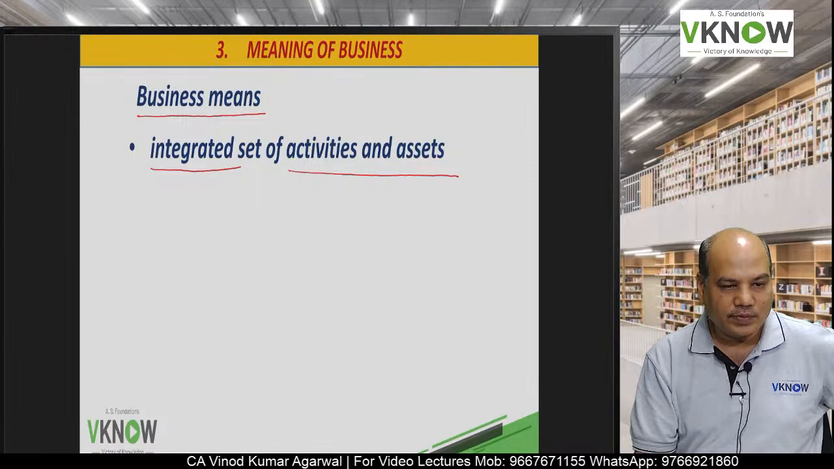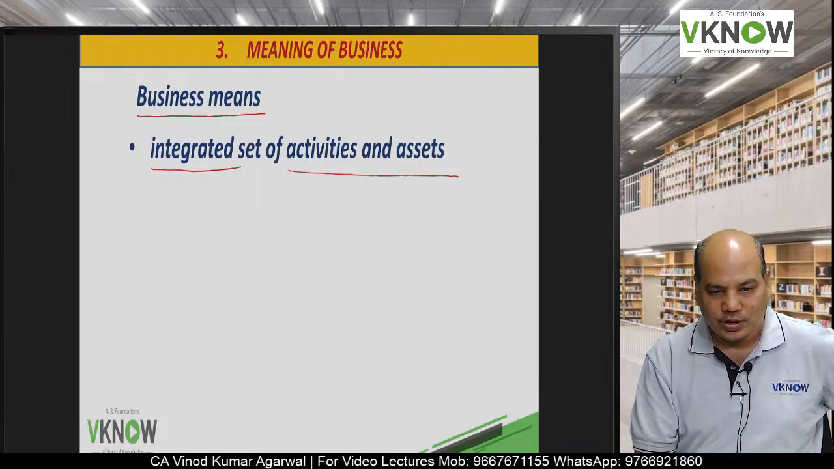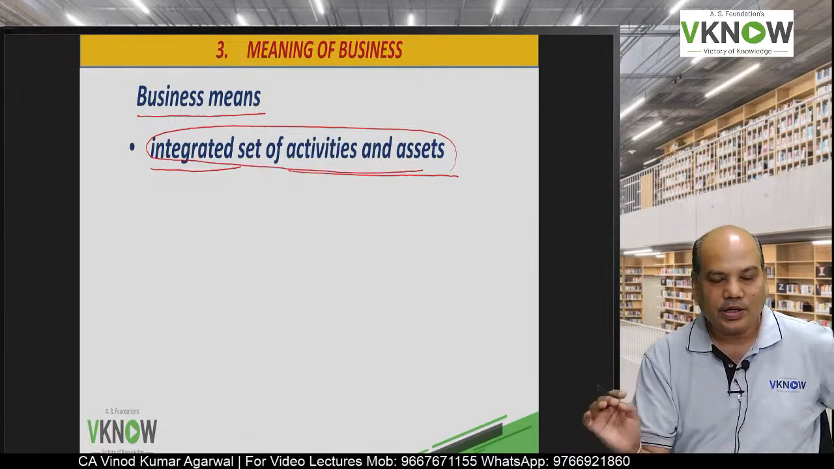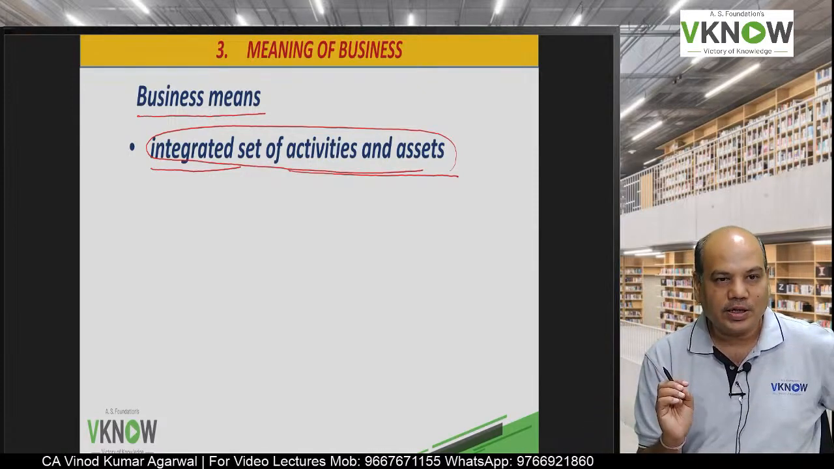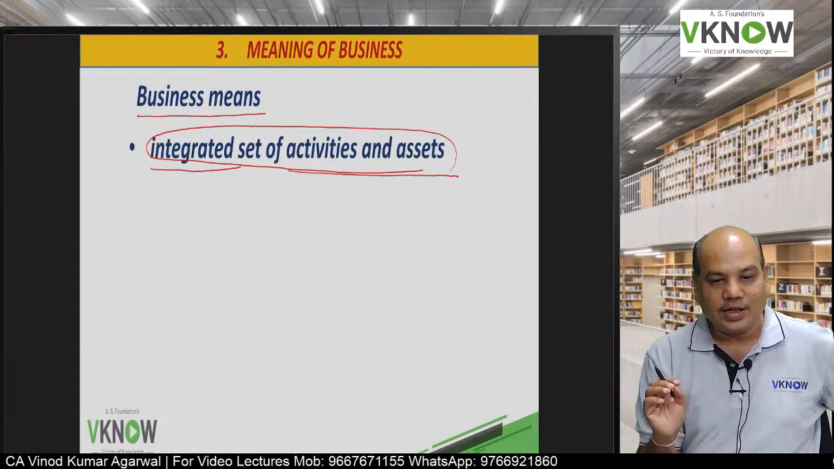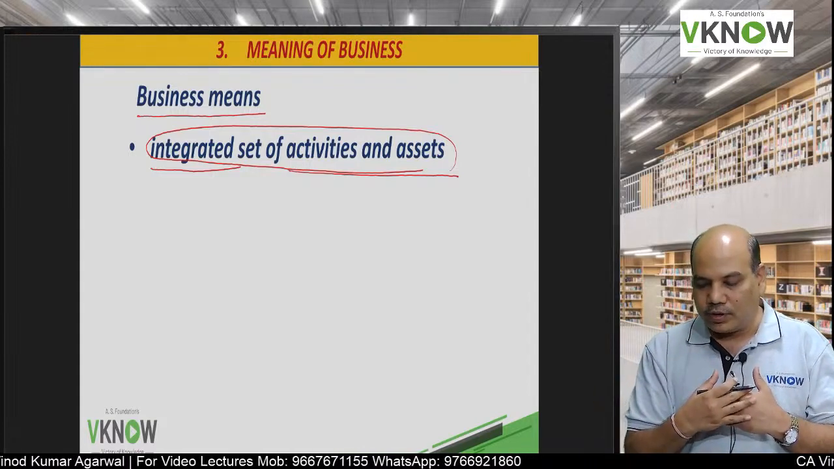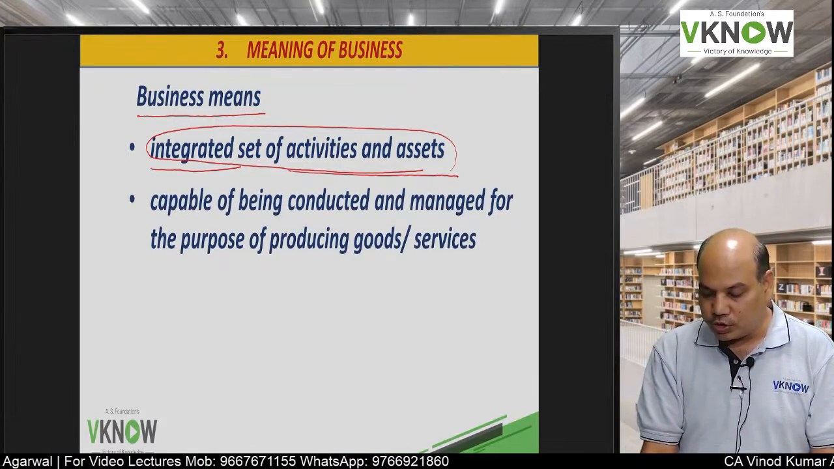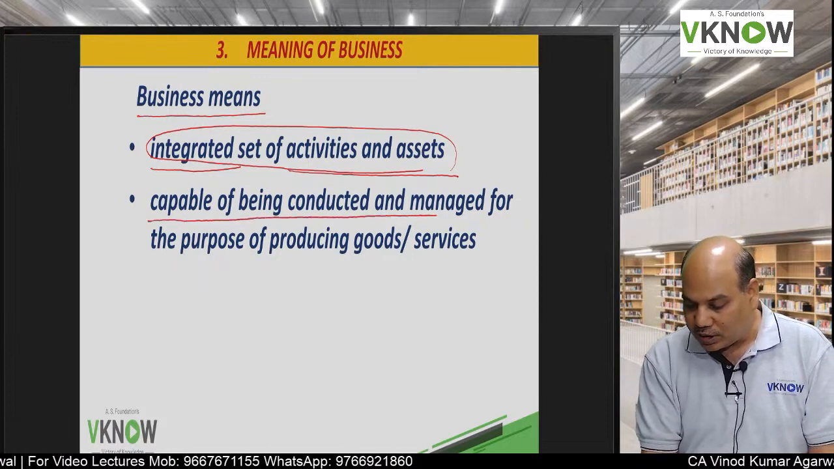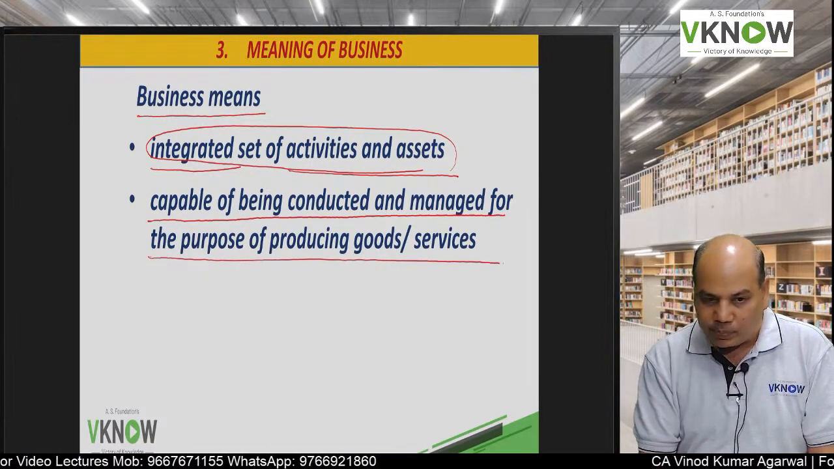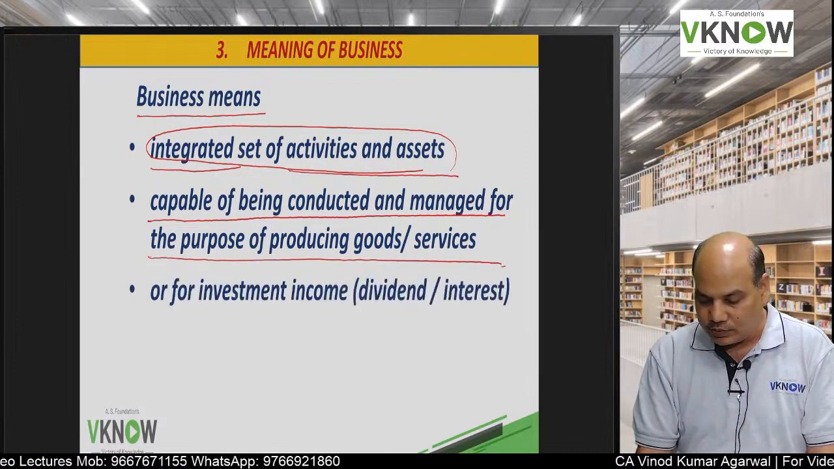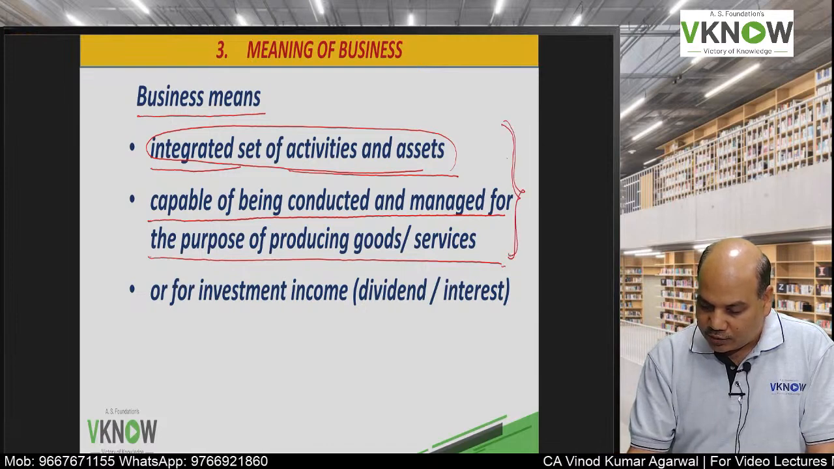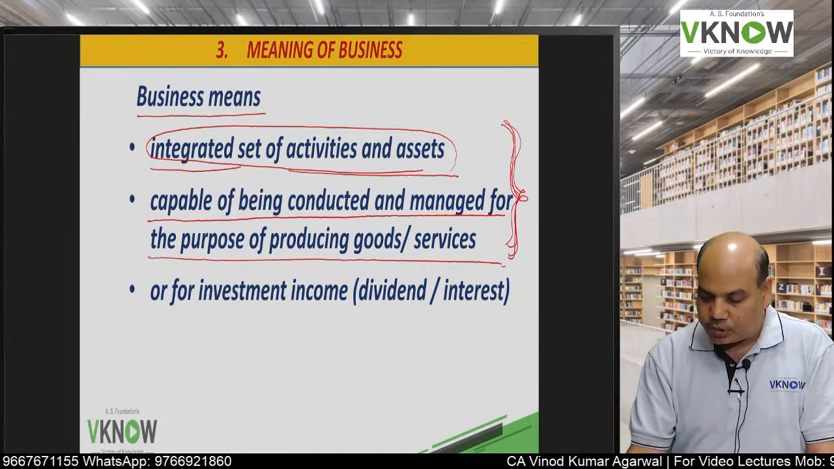Today is a super fast revision batch, so we'll not have time to discuss each and every line item, but still I will try my best that in the given time slot we can complete the entire chapter. So it is an integrated set of activities and assets which work together, capable of being conducted and managed for the purpose of producing goods and services.